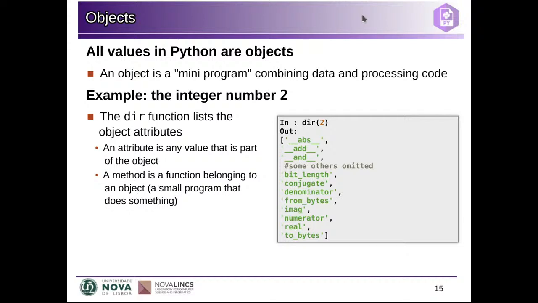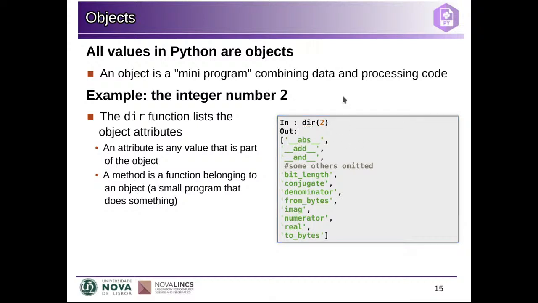So it does some processes with some values. For example, consider this integer 2. In Python, this is not only the number 2, but it can do some things. It's a very small program that can tell you how many bits it occupies. It can tell you the conversion to bytes. It can add and subtract and so on from other numbers and so forth.